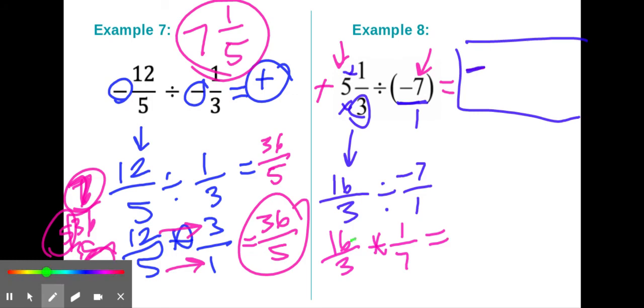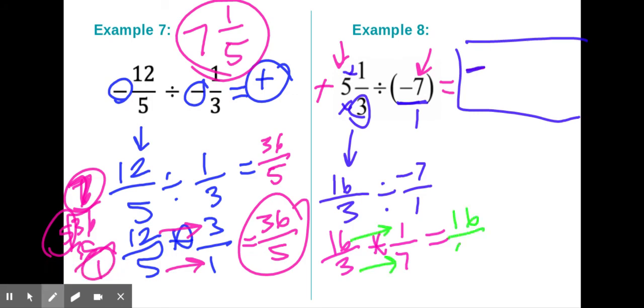So when we multiply 16 times 1, we get 16. 3 times 7 is 21. There is no common number between 16 and 21, so we can't simplify anything. So our final answer to this division problem would be -16 over 21.